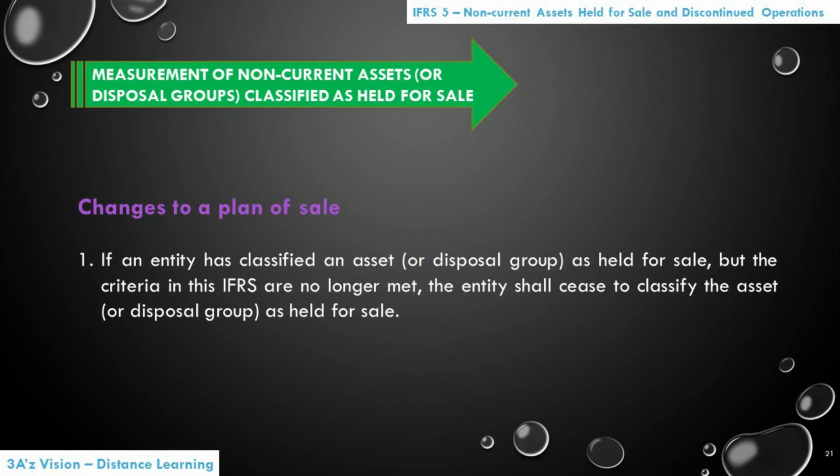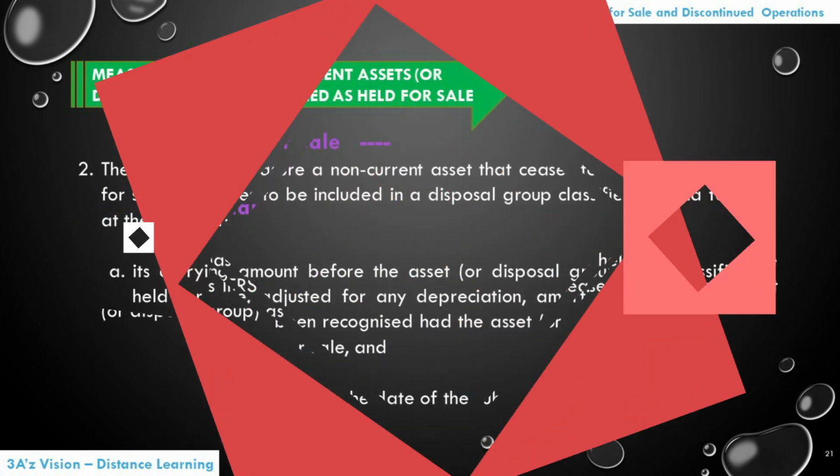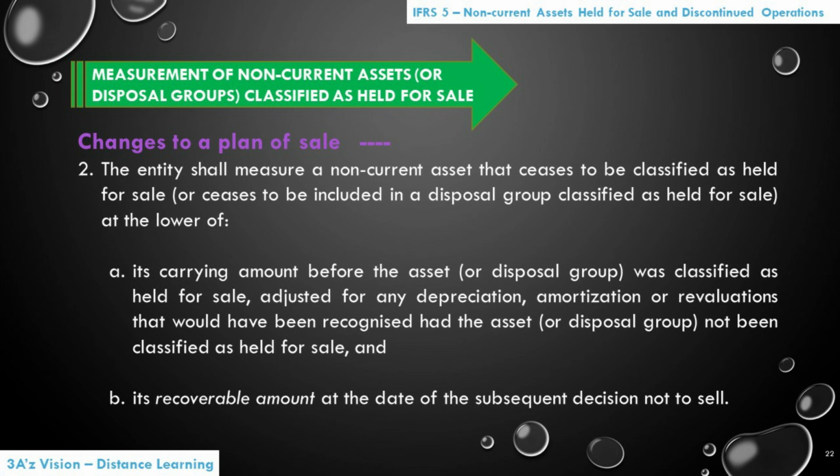The fourth main factor of this element is changes to a plan of sale. Number 1. If an entity has classified an asset, or disposal group, as held for sale, but the criteria in this IFRS are no longer met, the entity shall cease to classify the asset, or disposal group, as held for sale.